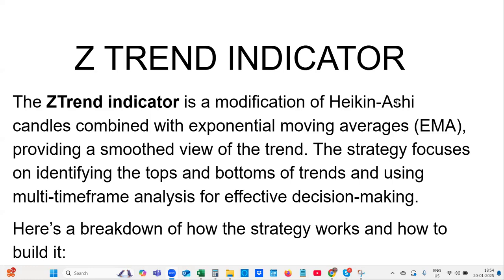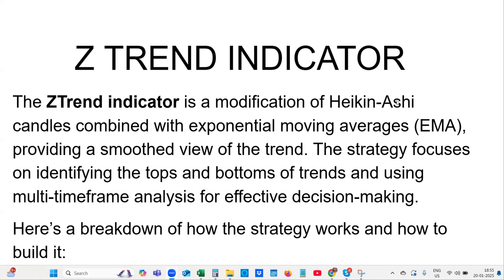All the viewers, a few of them, were asking for a trend indicator so that they can identify the trend in stocks and hold for 1 or 2 days. So that's why I am coming up with this Z trend indicator, which is available on the TradingView platform. I'm going to explain what that Z trend indicator is.